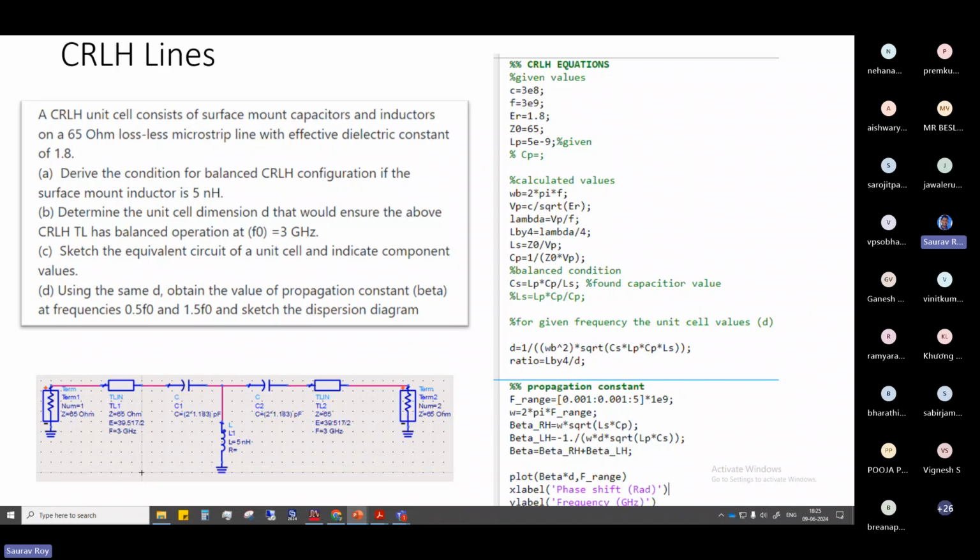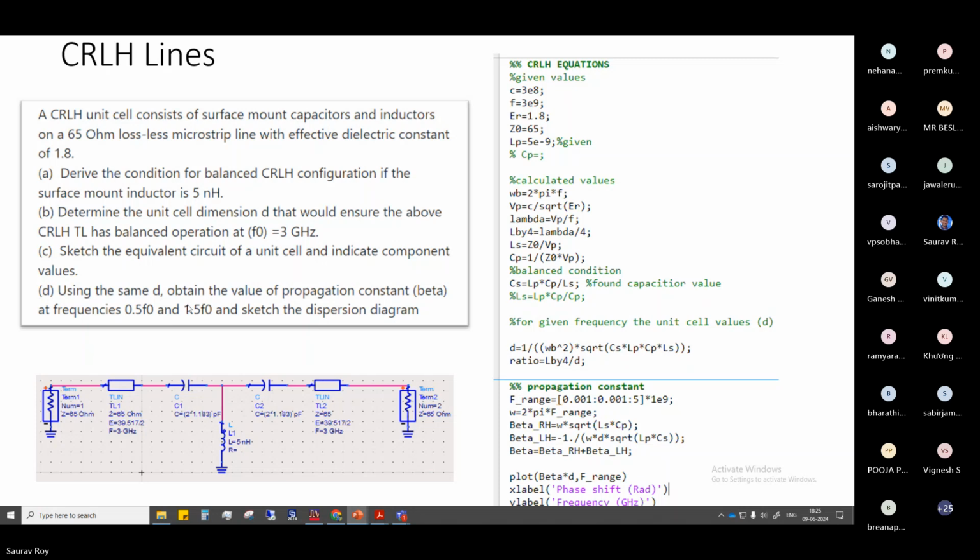First, how to get the balanced condition? For the balanced condition, there is an equation, that is one thing. The inductance of 5 nanohenry has been given. This is the shunt inductor, a surface mount inductor, because additionally you have to add it. The condition is balanced operation with f0 at 3 gigahertz. That means the phase shift should be 0 at 3 gigahertz. The equivalent circuit and all, this was one problem we have solved.